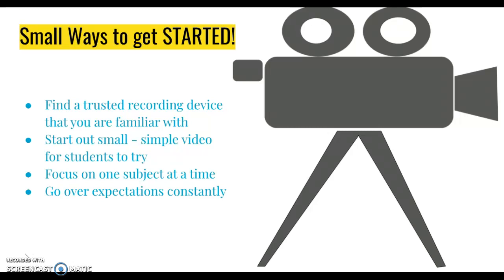Lastly, go over your expectations constantly. Just as at the beginning of the year, we constantly go over what jobs we want done in the classroom and how to walk in the hallway, this is the exact same thing. You don't want students confused. Not only that, but they need to understand, one, you're serious, and two, this is an important part of their learning. As digital citizens, as well as your classroom citizens, they need to be responsible for what they're supposed to do. So constantly go over what you expect them to do.